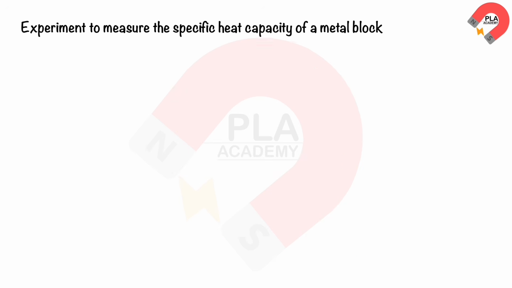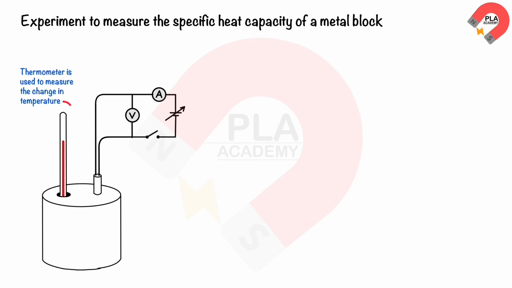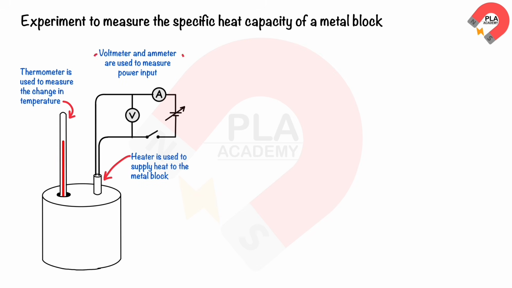The experiment to measure the specific heat capacity of a metal block. We set up the apparatus as shown in the diagram. The thermometer is used to measure the change in temperature. The heater is used to supply heat to the metal block. It is connected to a voltmeter and an ammeter to measure the power input.